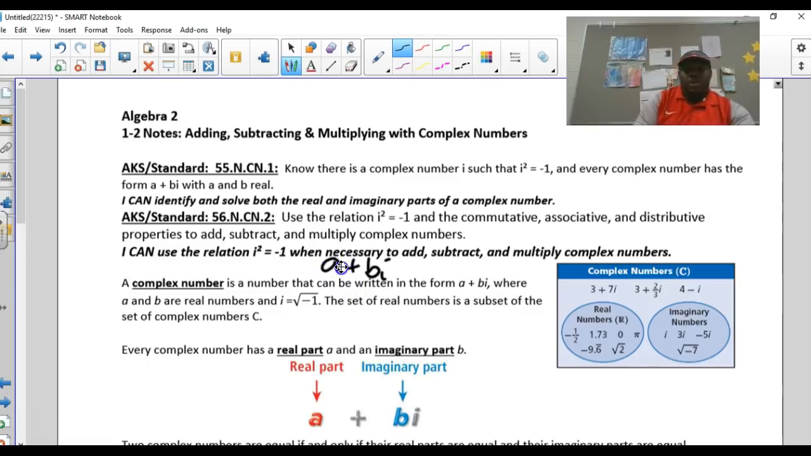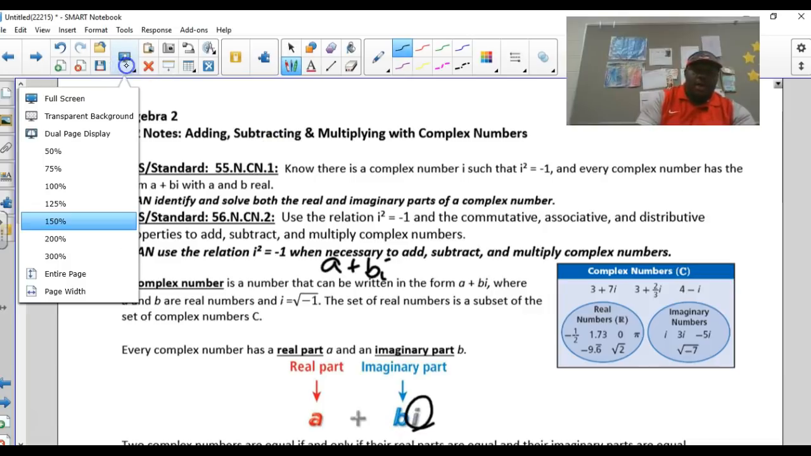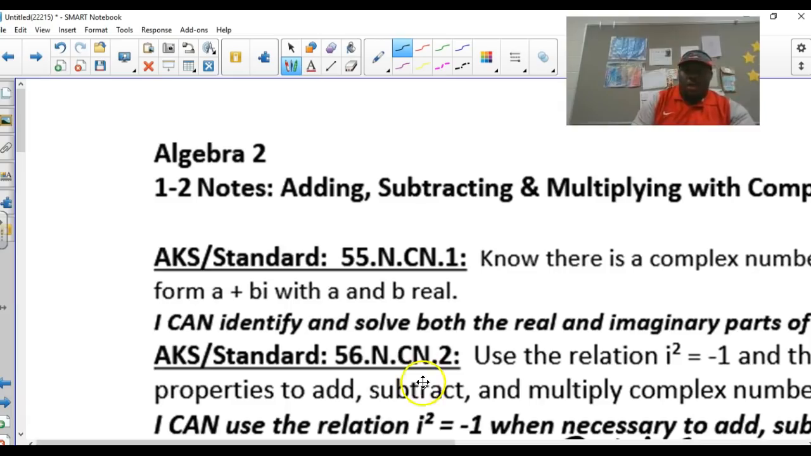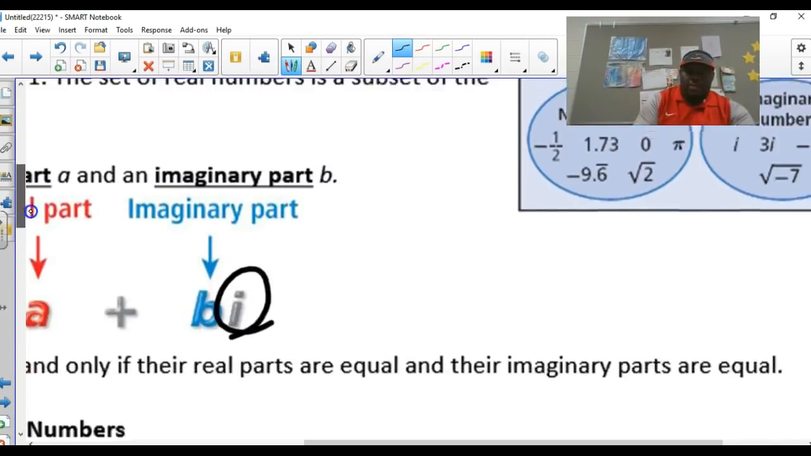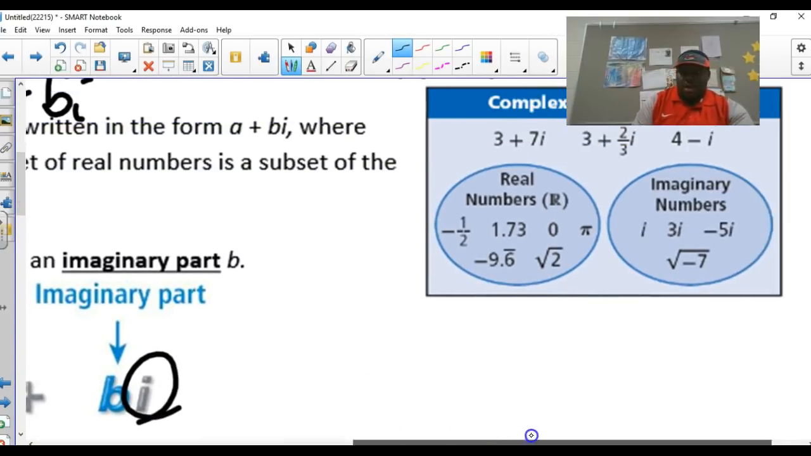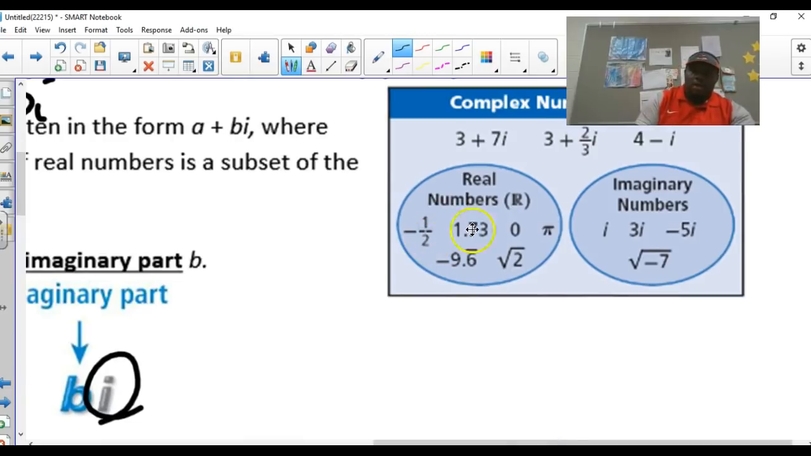A is the real part, like it's identified here. The imaginary part has the i attached, so bi will always be your imaginary part. If you look at our little table, it breaks down real and imaginary numbers. Real numbers are numbers that you're used to working with. Even pi, that's a number, 3.14 and so on. These are real numbers.